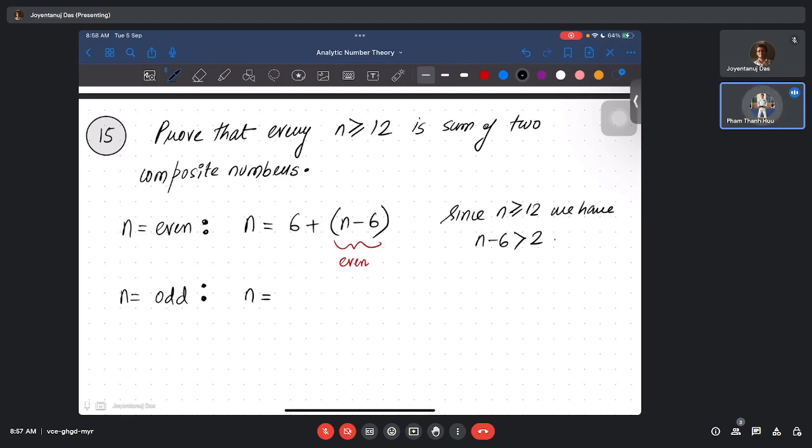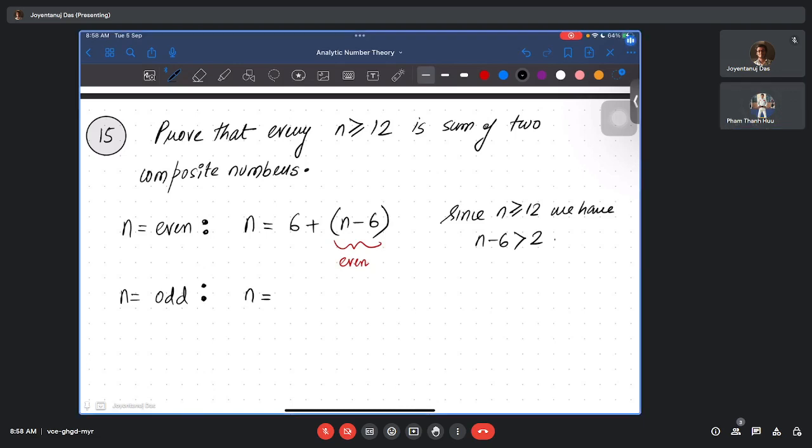We have 4, but 4 is an even number and n is odd, so the other part is odd. You cannot always be sure whether it will be a prime or a composite number. So you have to take something odd out first. So we have 13, 15.